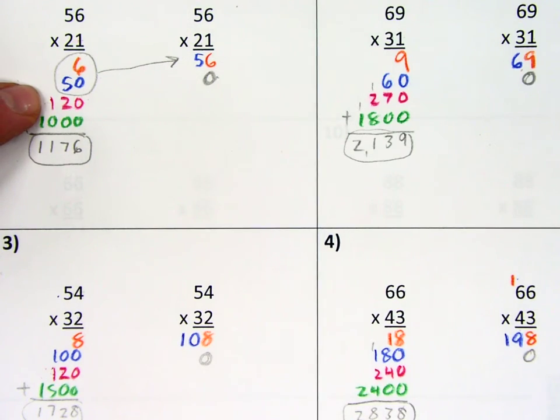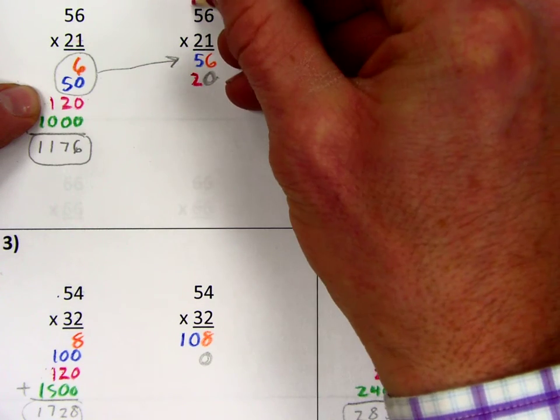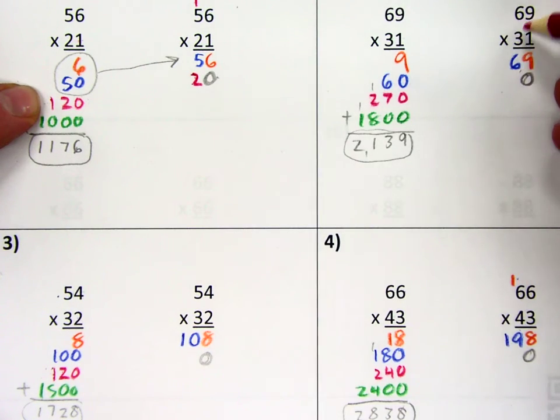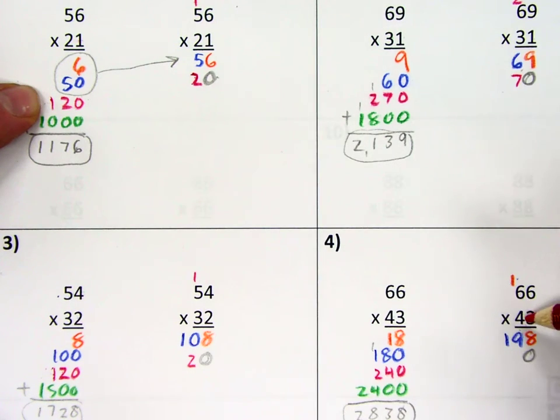So my next one's red. 2 times 6 is 12, and I carry that 1. 3 times 9 is 27, and I carry the 2. 3 times 4 is 12, I carry the 1. 4 times 6 is 24, and I cross this out and carry the 2 above it. And I go to my green color.